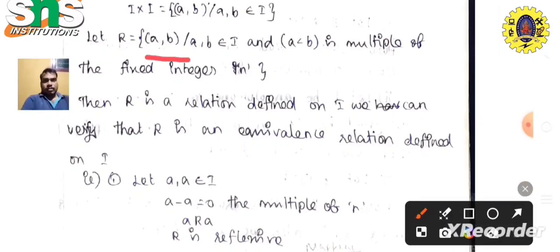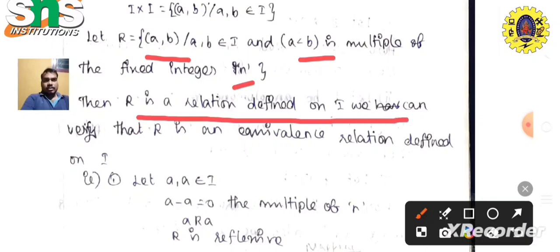This is the problem. Let R equal to the ordered pair (A, B), such that A minus B is a multiple of a fixed integer n. So we have to prove R is a relation. It would be an equivalence relation.